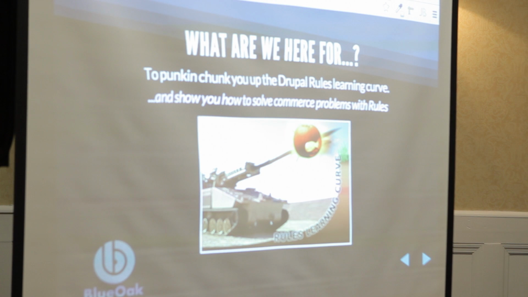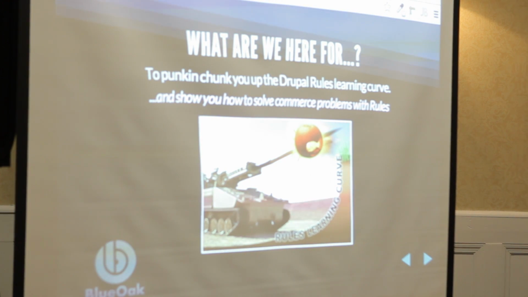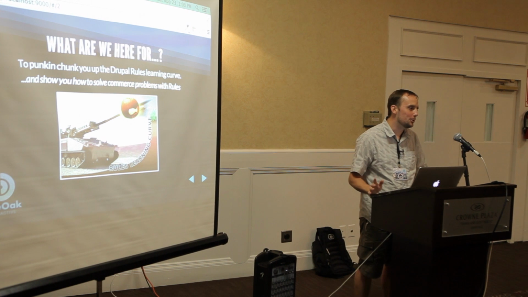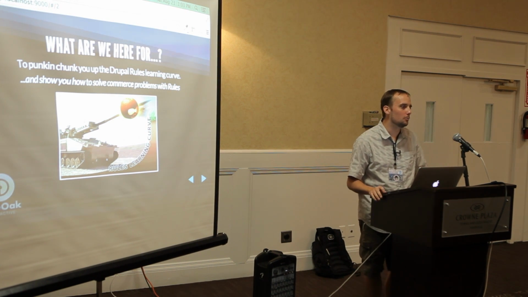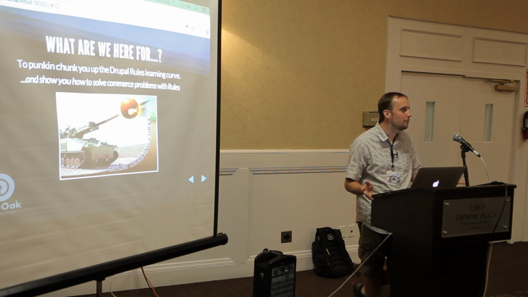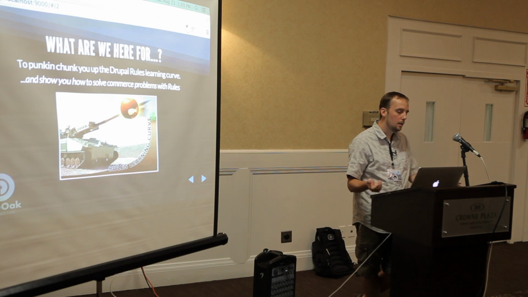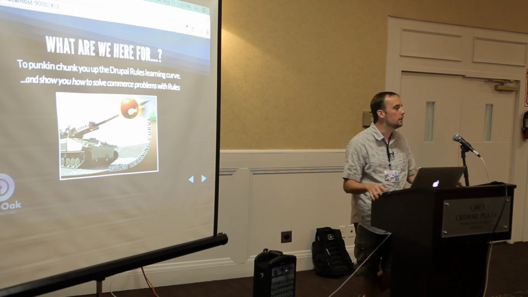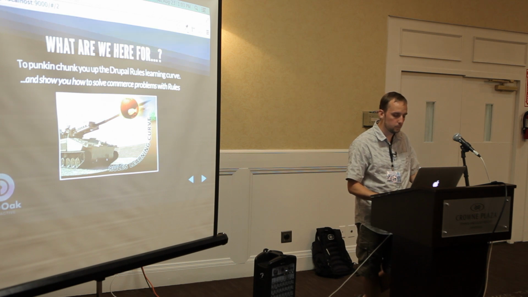So the objective for today is to shrink the learning curve for Rules. A lot of people hear about Rules, they know Rules comes with Commerce, they've opened the interface and clicked around, they may or may not really know what's going on, and then a lot of people just say, screw this, I'm going to write it in code because Rules is too confusing, I don't understand where my field values are and everything else. So today I want to make sure that you understand how to bring those values into scope and use Rules to its optimal potential.